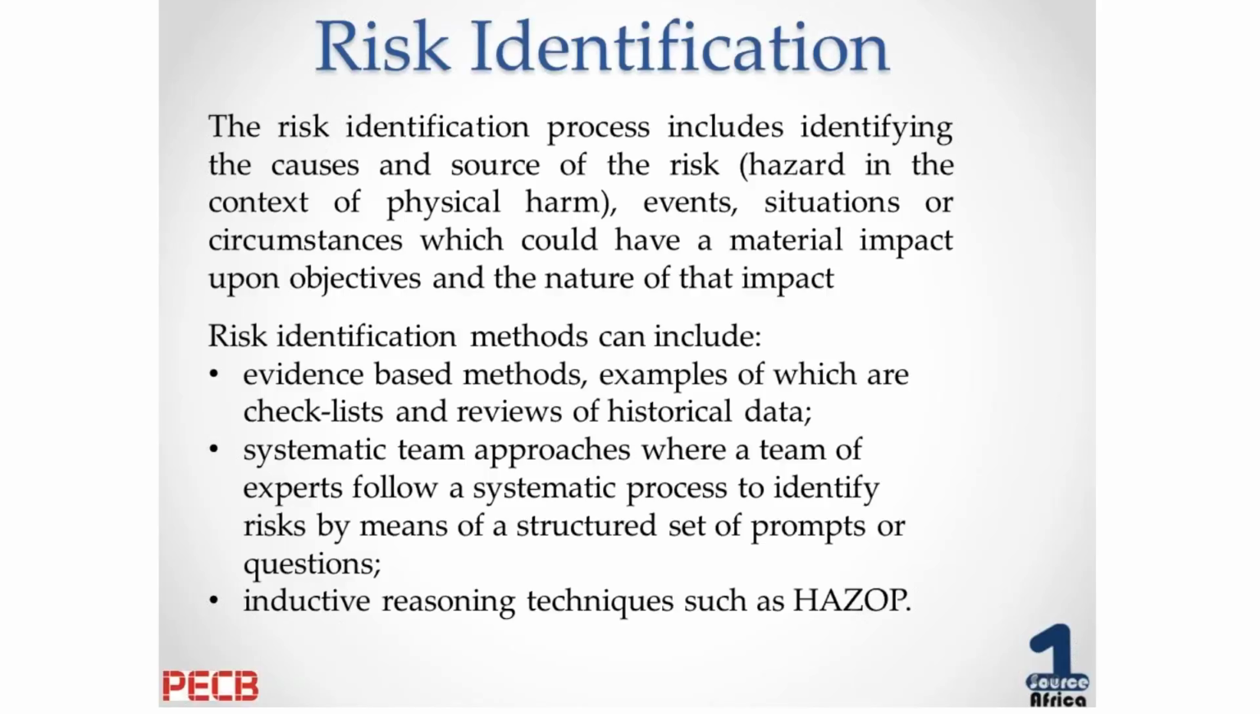Risk identification methods can include evidence-based methods, so what has happened in the past. Examples are checklists, reviews or historical data, like I mentioned before. It's a systematic team approach, where a team of experts follow a systematic process to identify risk by means of a structured set of prompts or questions. It's also inductive reasoning techniques such as HAZOP.